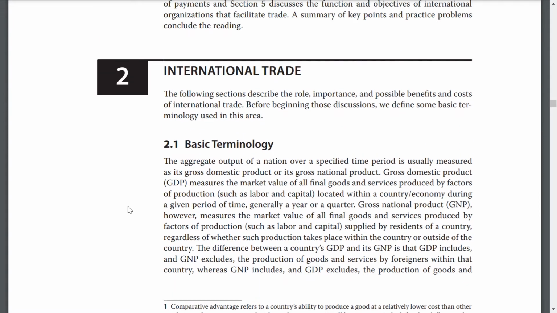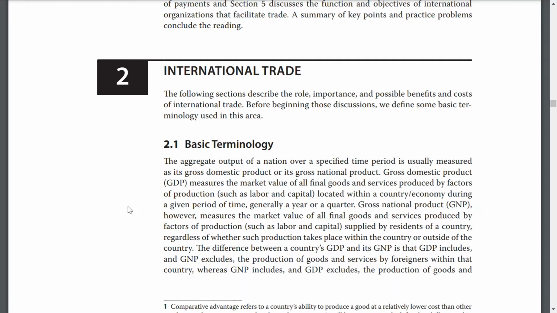International trade. The following section describes the role, importance, and possible benefits and costs of international trade. Before beginning the discussion, we define some basic terminology used in this area. The aggregate output of a nation over a specific time period is usually measured as gross domestic product or gross national product. Gross domestic product, GDP, measures the market value of all final goods and services produced by factors of production such as labor and capital located within a country or economy during a given period of time, generally a year or a quarter.